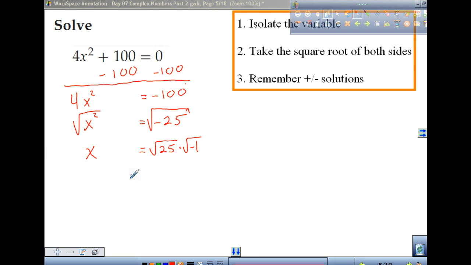Now we can take the square root of the 25, that's 5, and we'll always have this square root of negative 1 left over everywhere. So instead of saying 5 square root of negative 1, we use the abbreviation i. So anywhere we get this square root of negative 1, we'll use an i instead.